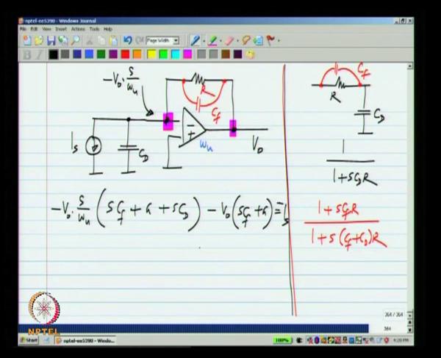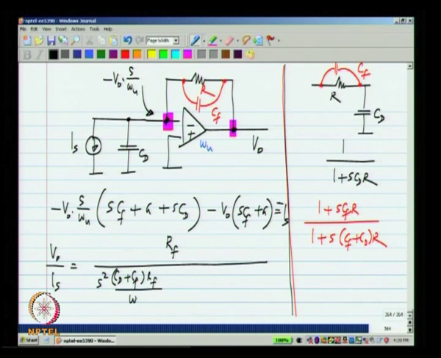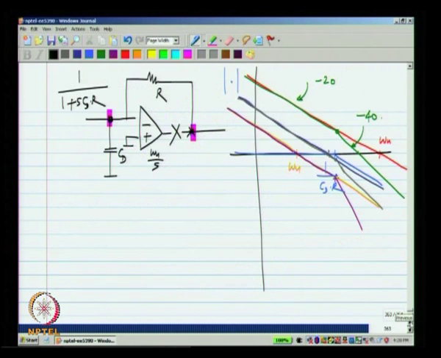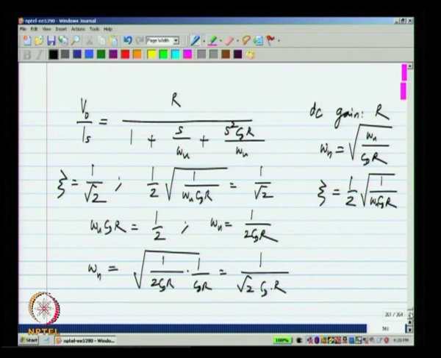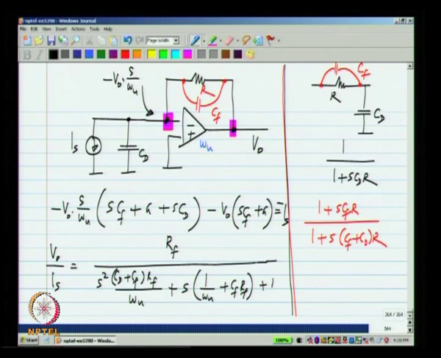So, if I solve for this, I will get V naught by IS to be RF divided by S square (CD plus CF) RF by omega u plus S (1 over omega u plus CF RF) plus 1. If you compare this to what we had earlier, it is exactly the same. If you reduce CF to 0, this is what we will get. Now, what is good about this?